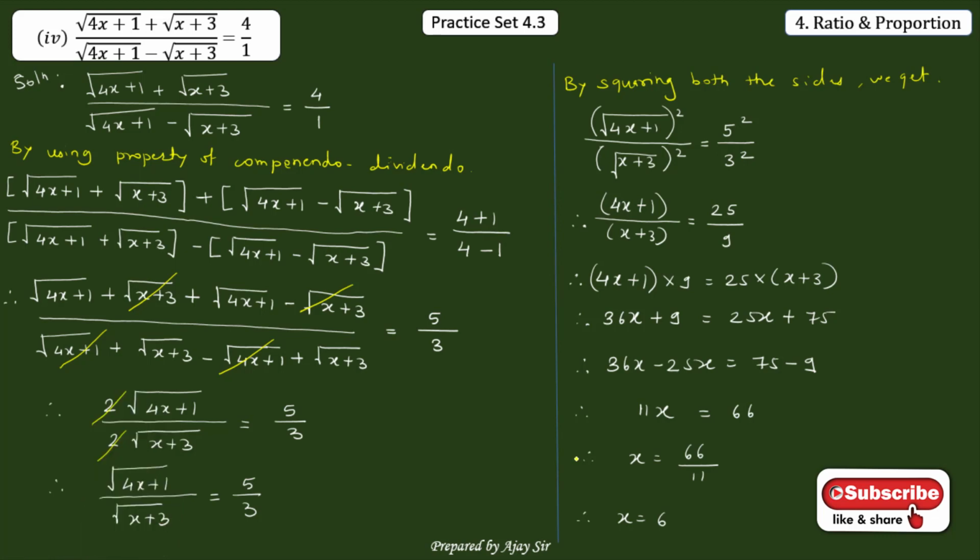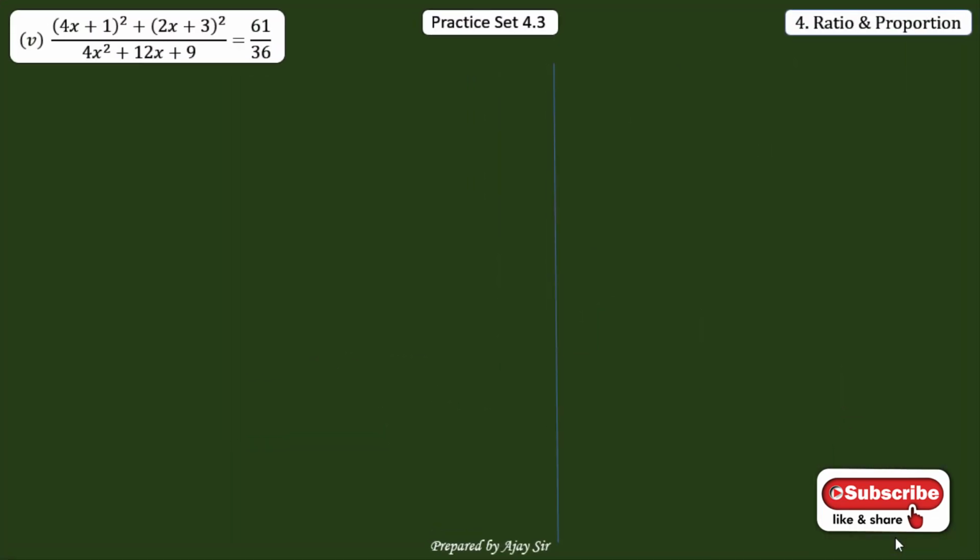Now, after solving this fourth question, let us move to the next question. In a similar way, we have to solve the next question also. In all these given questions, we have to convert them into a smaller form, minimize the given question, and find the value of x. This was the fourth. Let us start the fifth one. Let us start question number 5.